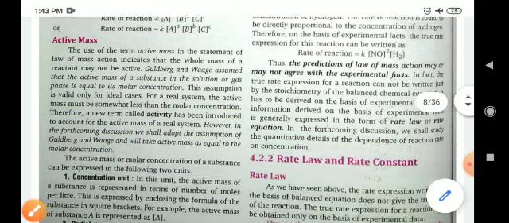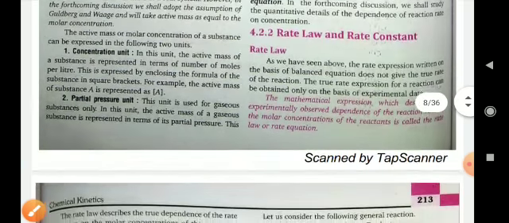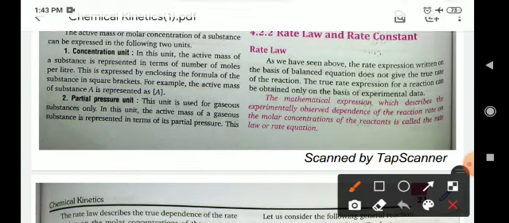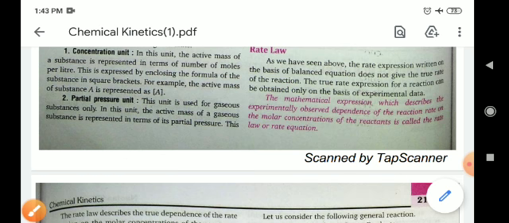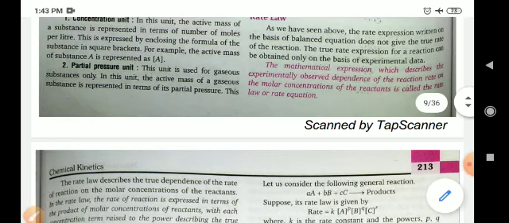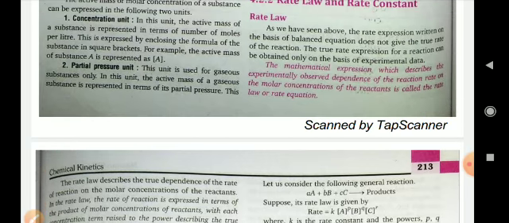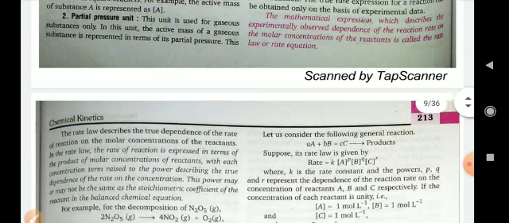Okay, now rate law and rate constant. So what is rate law? The mathematical expression which describes the experimentally observed dependence of the reaction rate on the molar concentration of the reactants is called the rate law or rate law equation.